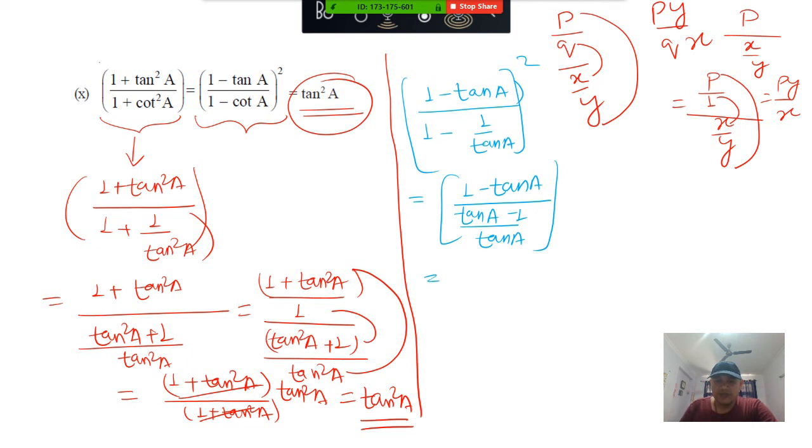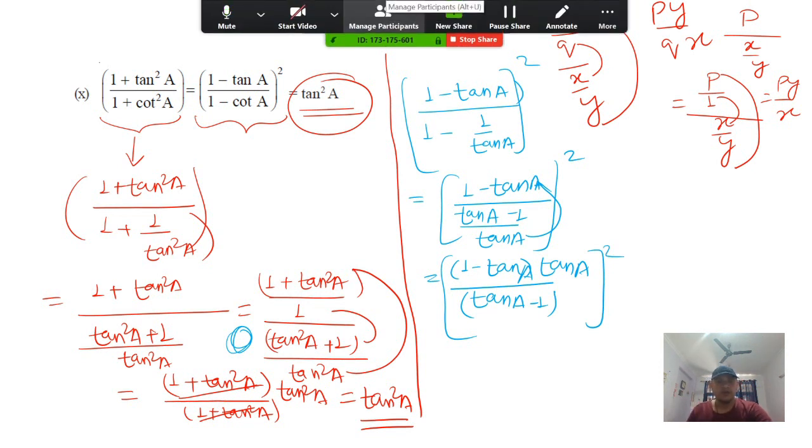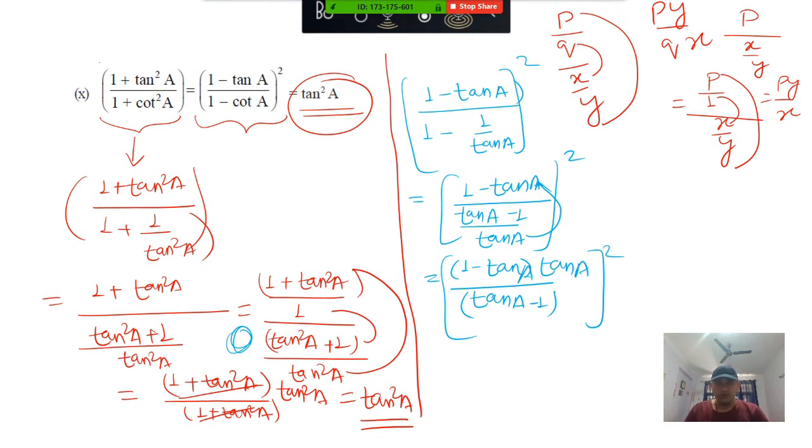So the term becomes like this, as it was happening here. Similarly, we will be having 1 minus tan A, don't forget the square here, upon tan A minus 1, and the multiplication here is tan A. This tan A goes to the numerator and it becomes square. Okay, let me use this space.